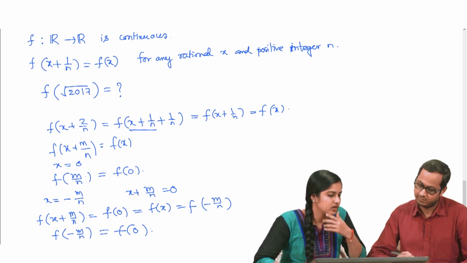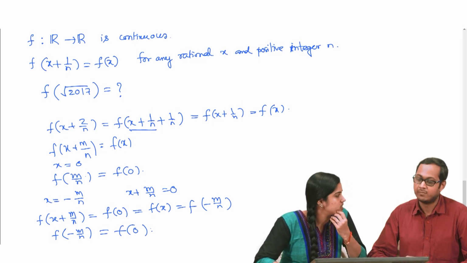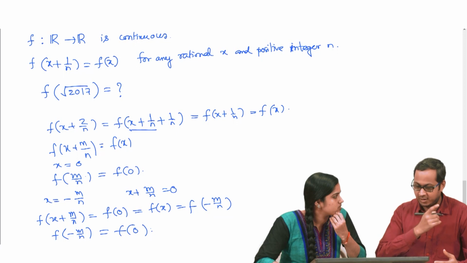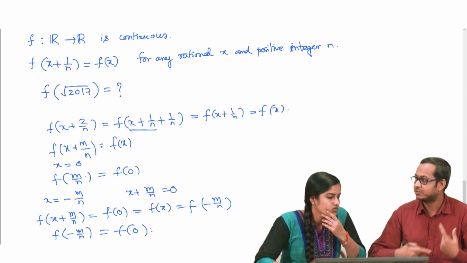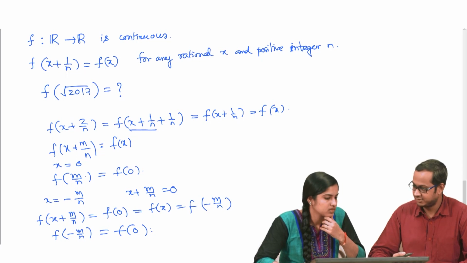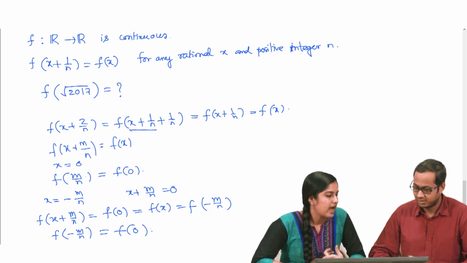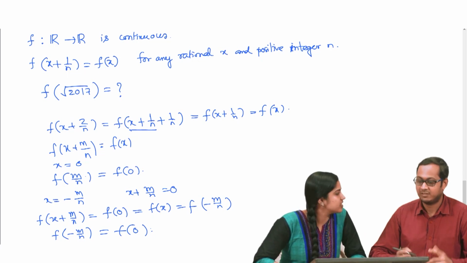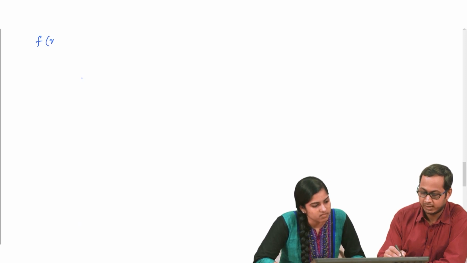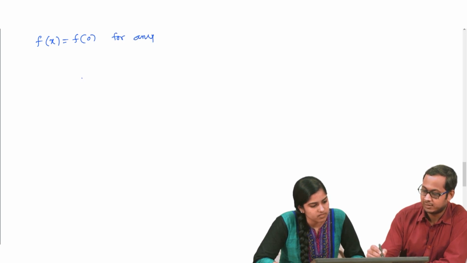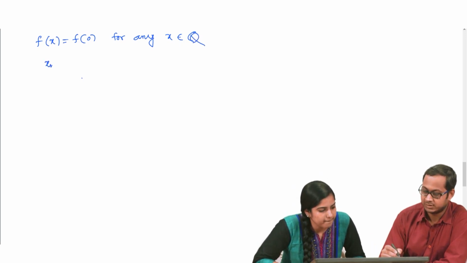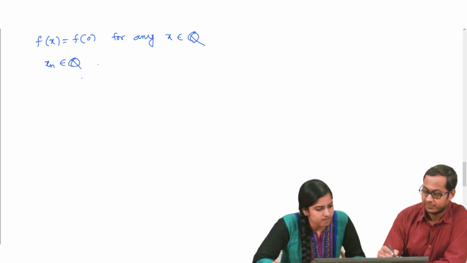But we have to find the value at an irrational point. Now I will use the earlier argument that I used for the last problem. I will construct a sequence of rational numbers that will converge to this irrational number. And that is where we use the hypothesis that f is continuous. So I have that f of x equals f of 0 for any x in the rationals, and I construct a sequence of rational numbers such that xn converges to root 2017.